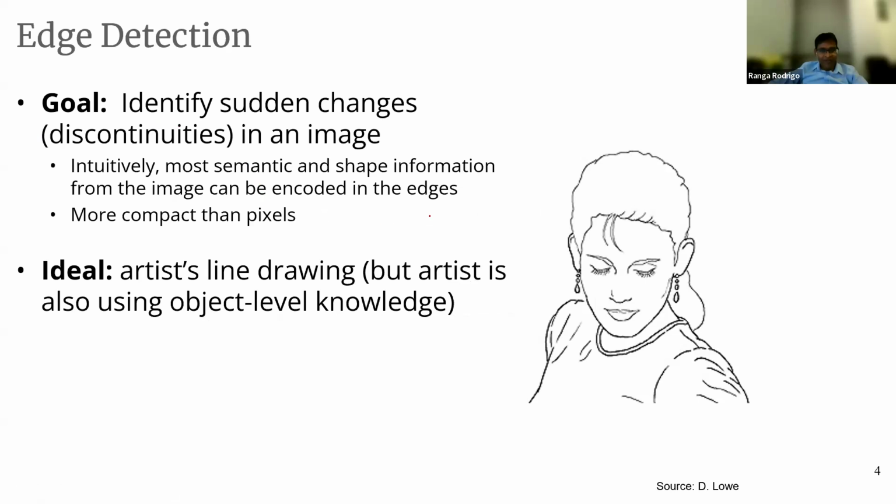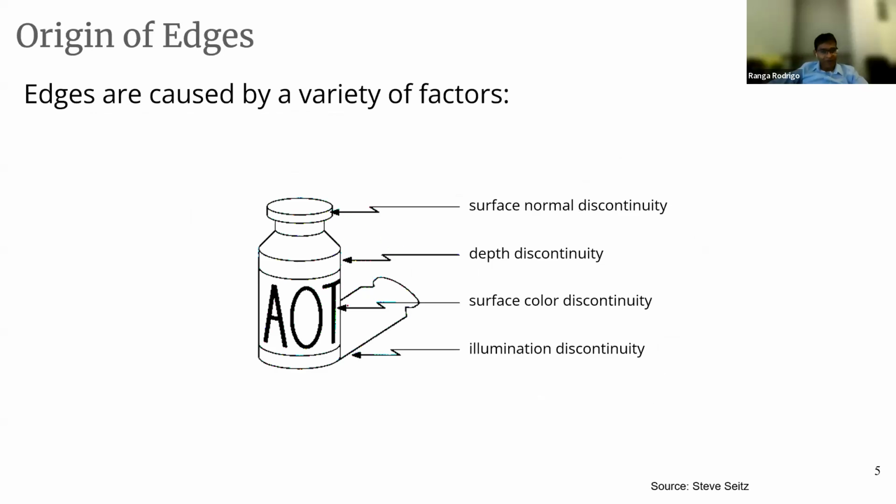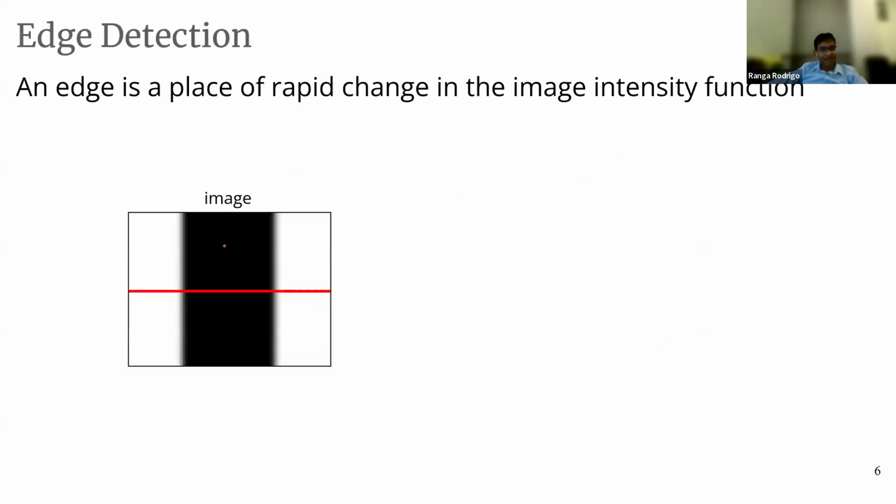Edges are very important because artists draw images based on edges, and at school also, first of all, we draw the edges of the image using a pencil, then apply the color. The purpose of edge detection is to identify sudden changes or discontinuities in an image. Intuitively, most semantic and shape information from an image can be encoded into edges. Human beings are very sensitive to edges. Edges can come into the picture because of discontinuation of color, illumination discontinuity, depth discontinuity, and surface normal discontinuity. Now let's look at an edge, how it looks. Let's take this image.